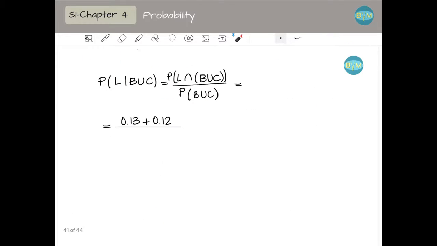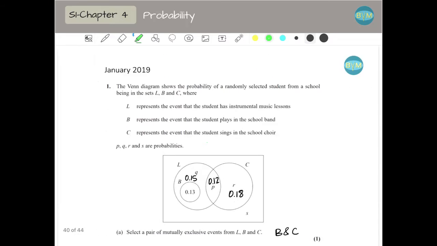So 0.13 plus 0.3. And this probability is 25/43. Yeah, and this is the last thing they ask in this exam question. That's it.